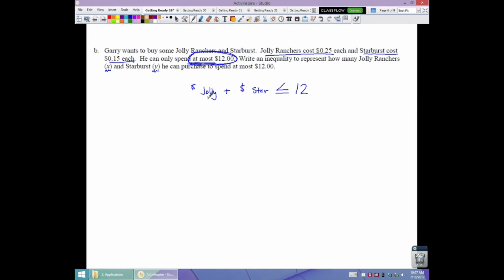So how much am I spending on Jolly Ranchers? They're 25 cents each. I buy X of them. That's 0.25, 25 cents times X. We're going to add to that all the money we spend on Starbursts. Well, they are 15 cents each. We buy Y of them. So 0.15, 15 cents for every one of those Starbursts, less than or equal to $12.